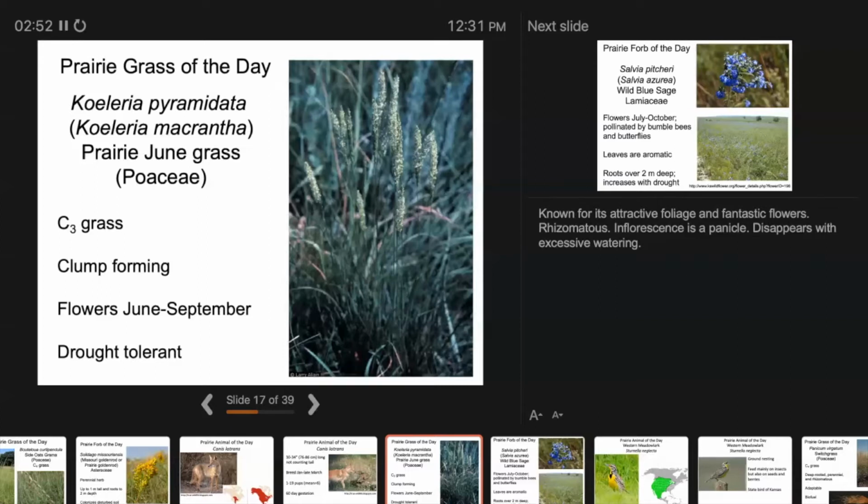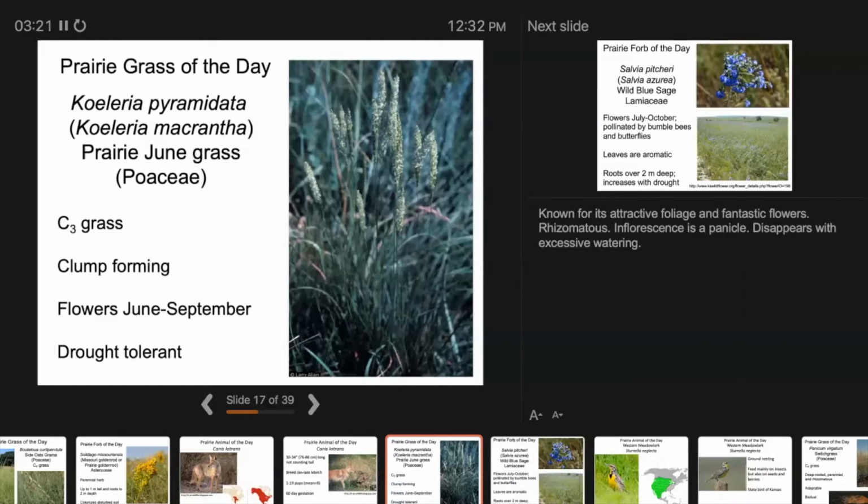And it's a clump forming grass. So you've got an underground stem with lots of branches that are coming up, bearing leaves, and they make that kind of clumpy look. C3 grasses tend to do better, as I said, in cooler and wetter environments. They tend to do well early in the season. And the further north you go, the better C3 grasses tend to do because they have a cooler growing season. They tend to flower June to September.